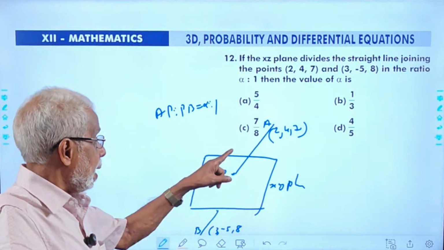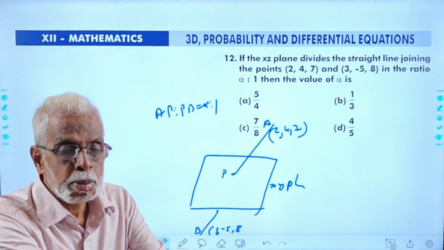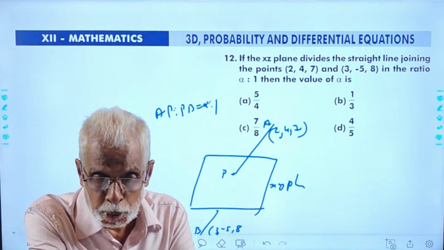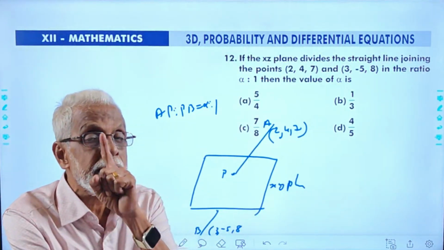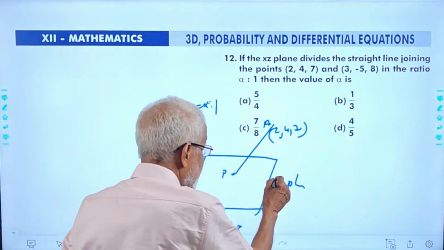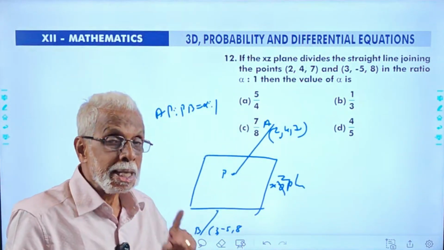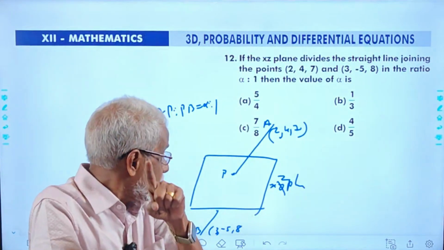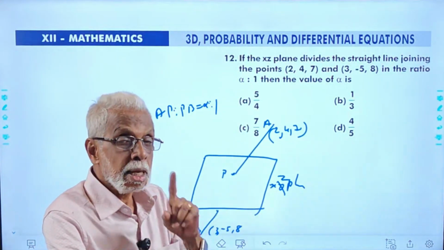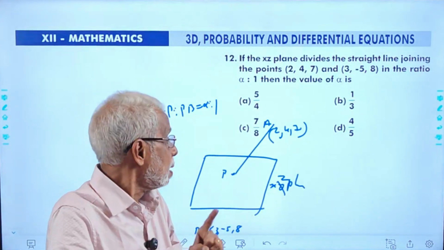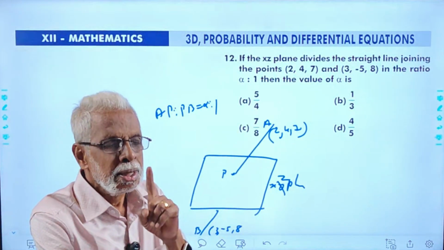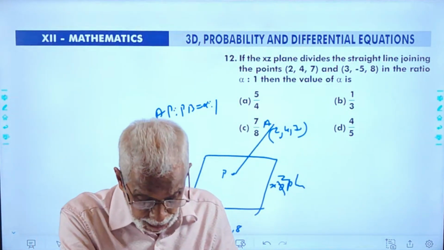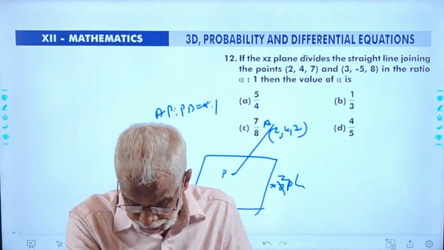We can apply the section formula: M1 x2 plus M2 x1 by M1 plus M2, M1 y2 plus M2 y1 by M1 plus M2, M1 z2 plus M2 z1 by M1 plus M2. We have to correct the question: the plane is not xy plane, it is xz plane. On the xz plane, y coordinate is 0. Y coordinate is M1 y2 plus M2 y1 by M1 plus M2, therefore this is 0. Substituting, we get the value of alpha. The correct choice is D.